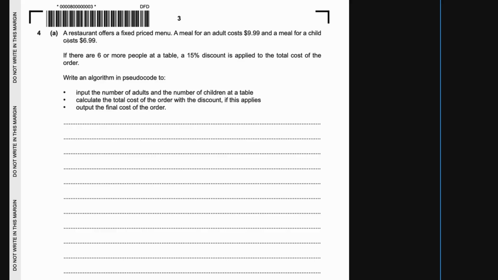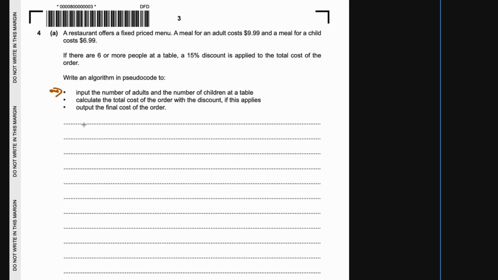Question 4, part A. A restaurant offers a fixed price menu. A meal for an adult costs $9.99, and a meal for a child costs $6.99. If there are 6 or more people at the table, a 15% discount is applied to the total cost of the order. Write an algorithm in pseudocode to input the number of adults and the number of children at a table. So let's take this first.